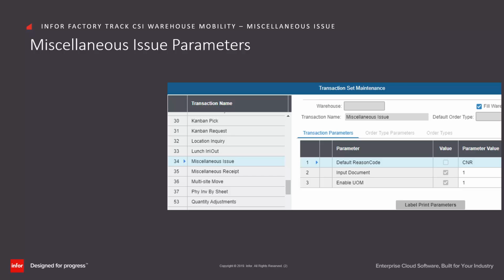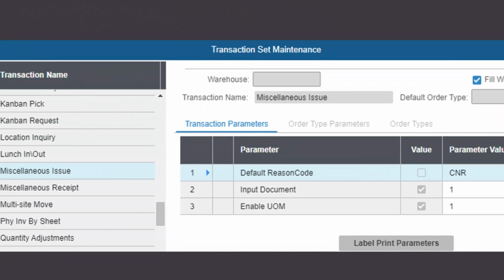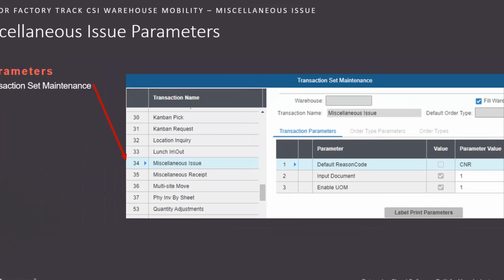Factory Track has a few miscellaneous issue parameters to control displayed fields and processing options that are permitted as part of the miscellaneous issue process. These are defined on the transaction set parameters form for the miscellaneous issue transaction. For this training, we've enabled these parameters in order to show where these fields appear in the transaction steps.